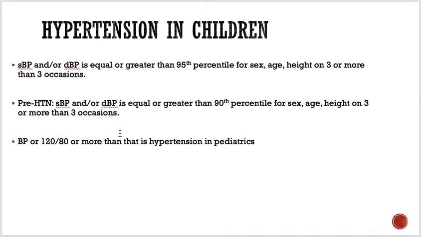For example, it could be anything like coarctation of aorta, congenital renal disease, pheochromocytoma, corticosteroid use, Cushing syndrome, same things as in adults. If you have done hypertension in adults, it is no different when it comes to the causes. But regarding treatment and management, there is of course some difference.